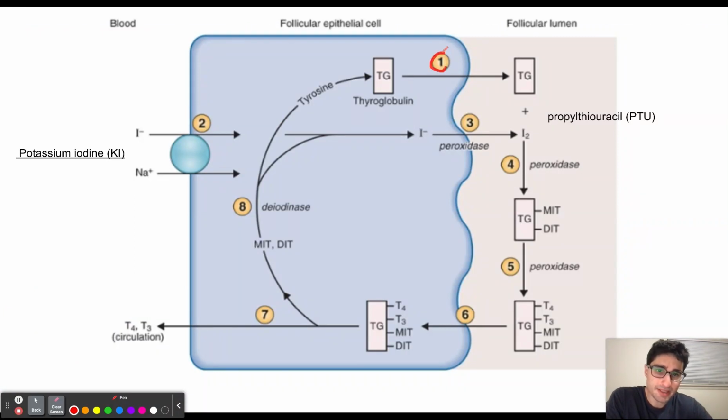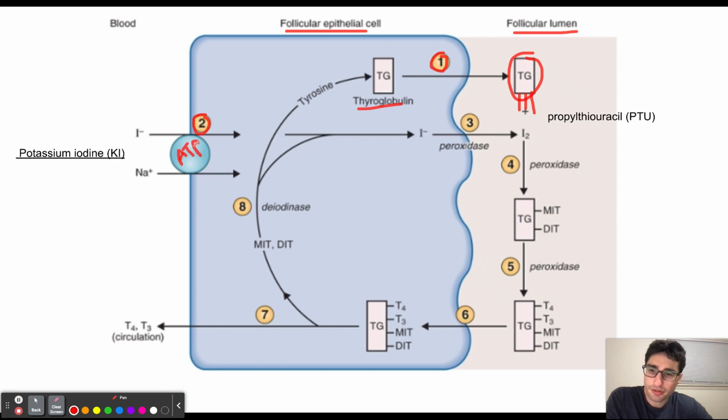So number one, we see the transportation of thyroglobulin from the epithelial cell into the lumen. Now, thyroglobulin is going to be a glycoprotein that is going to contain tyrosine, and we're going to use this tyrosine in order to produce the thyroid hormones. Number two, we see a co-transport of iodide and sodium. Now, this co-transport is going to require ATP, so it is ATP dependent.